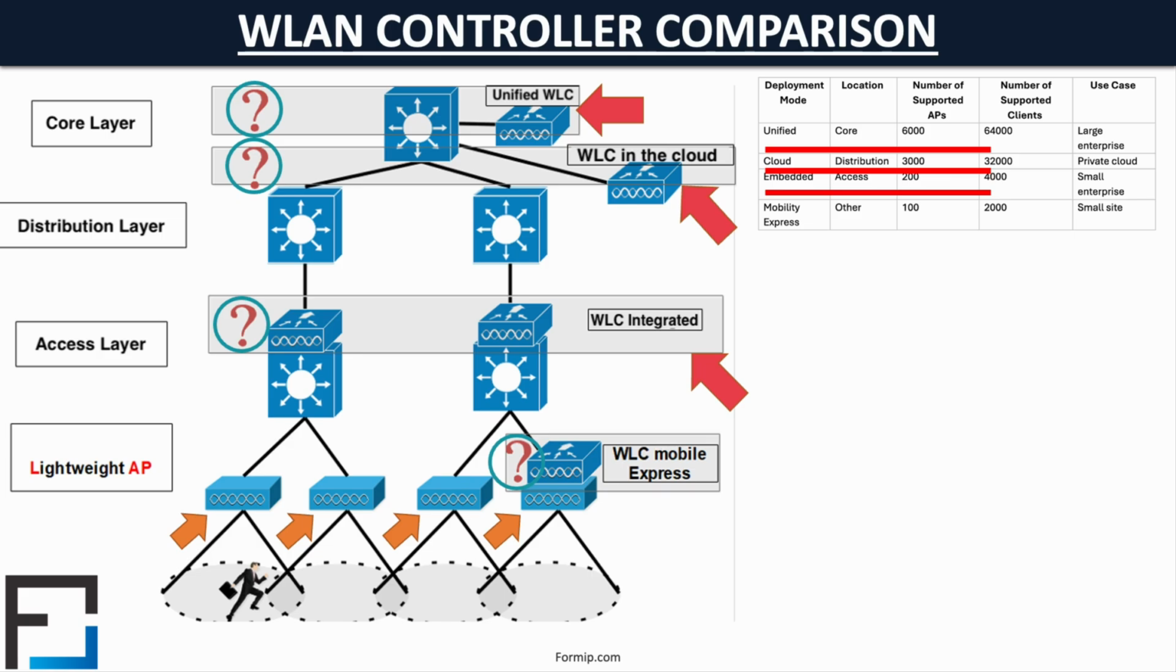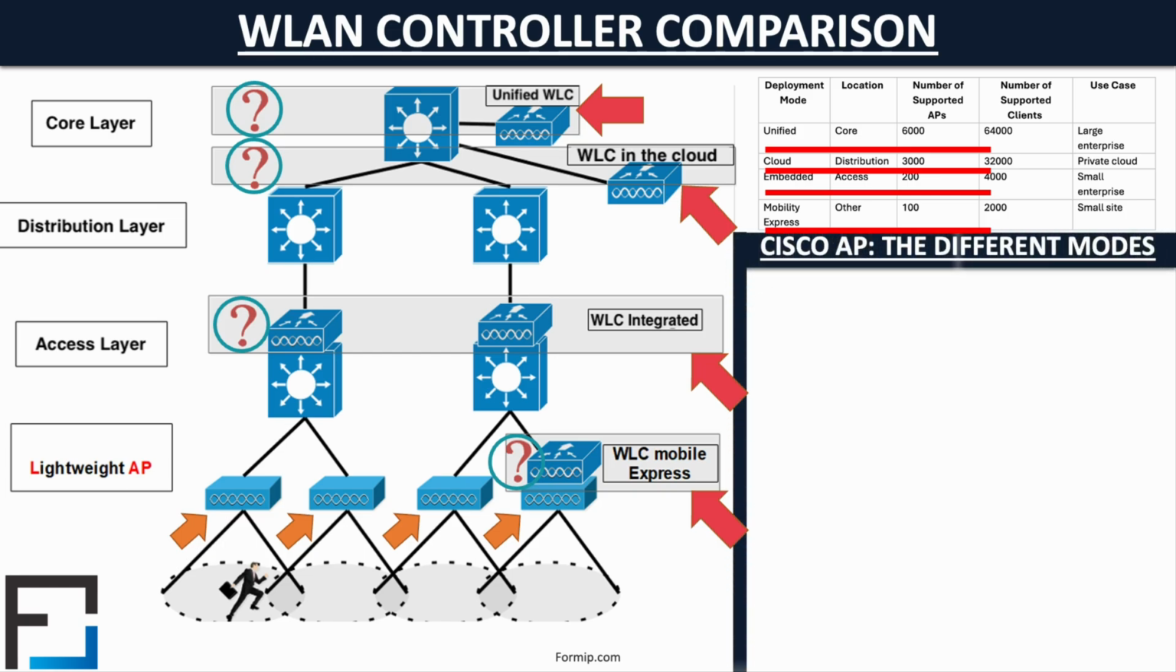And the last location of a WLAN controller is in an Express Mobility deployment, which is rather reserved for small structures. Instead of investing in a dedicated WLAN controller, this function can be located directly on the access point. This type of configuration can support up to 100 access points. Deployment mode and utility: Unified for large company. Cloud for private cloud. Embedded for small company. Mobility Express for small site.